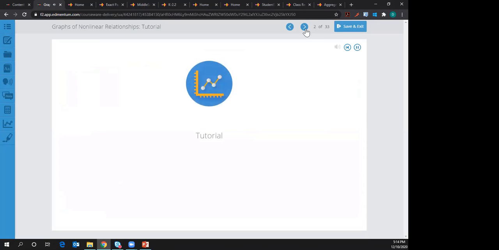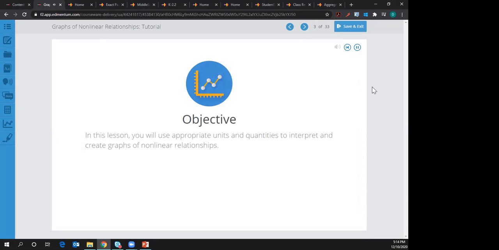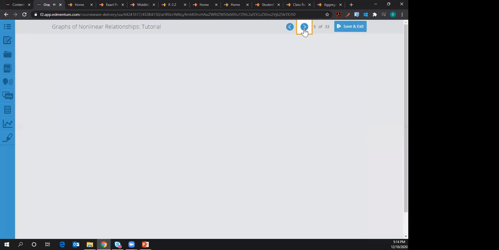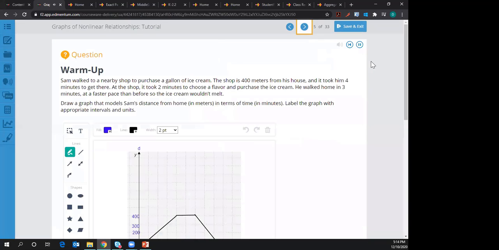Graphs of nonlinear relationships. In this lesson, you will use appropriate units and quantities to interpret and create graphs of nonlinear relationships. Warm-up. Sam walked to a nearby shop to purchase a gallon of ice cream. The shop is 400 meters from his house.